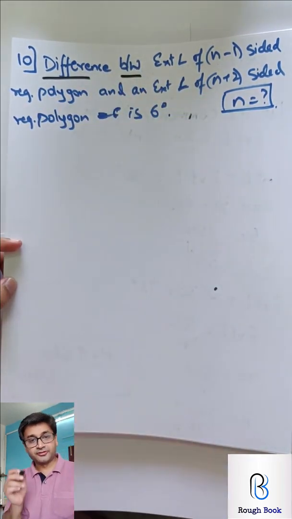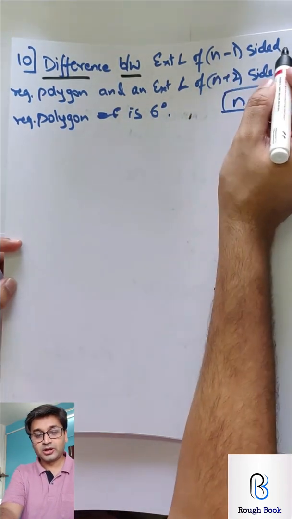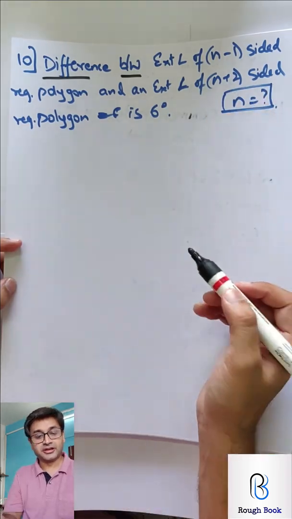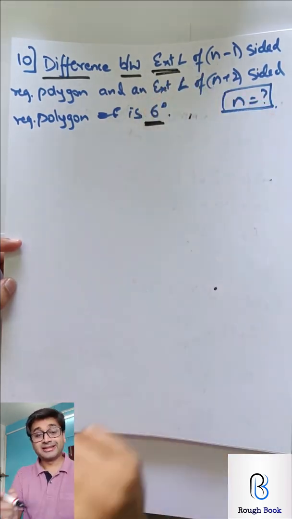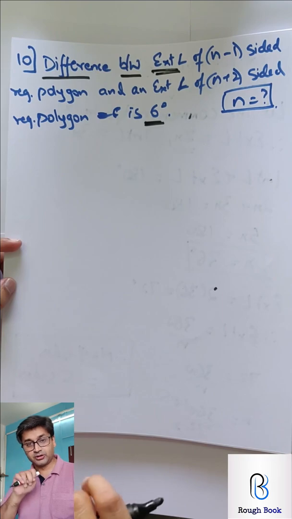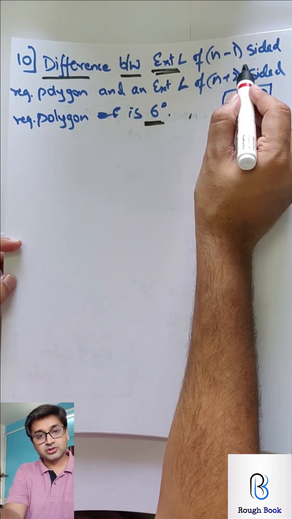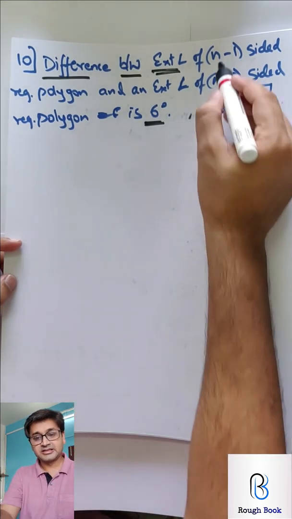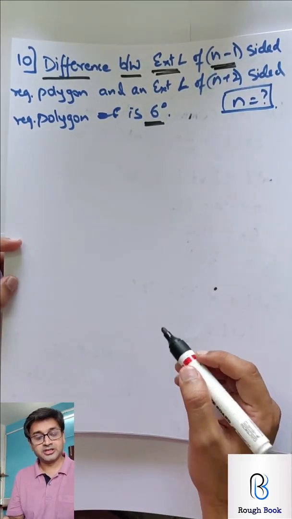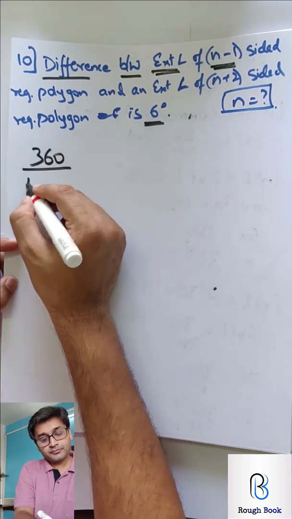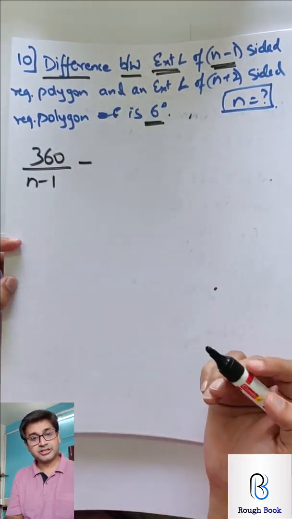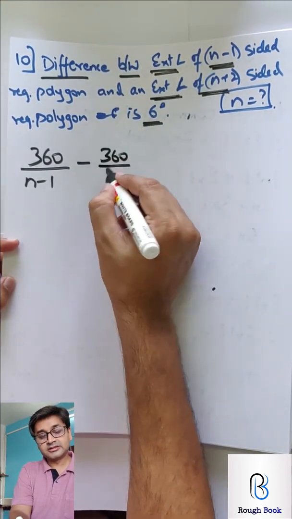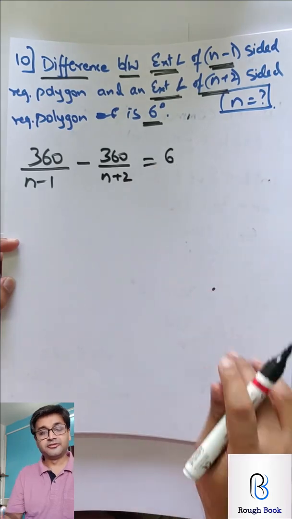Difference between, so difference means minus, n minus 1 sides for a regular polygon, and an exterior angle of an n plus 2 sided regular polygon is 6 degrees. Exterior angle's difference between two polygons. So the exterior angle, the first one. How will I get the exterior angle? So 360 upon number of sides. How many number of sides? n minus 1. So 360 upon n minus 1. Difference means minus. How will I get the second exterior angle? So 360 by number of sides again, and the difference is 6.